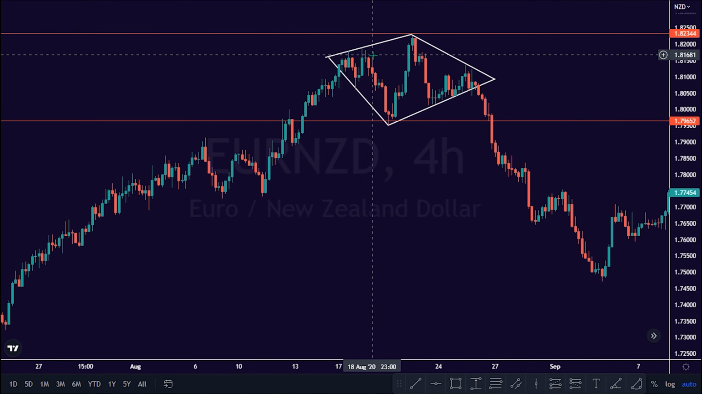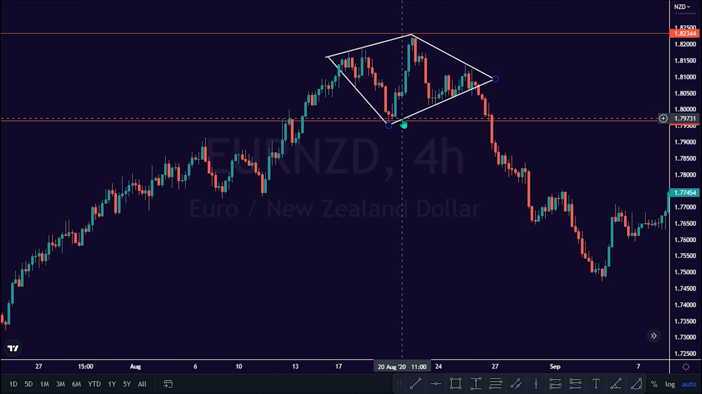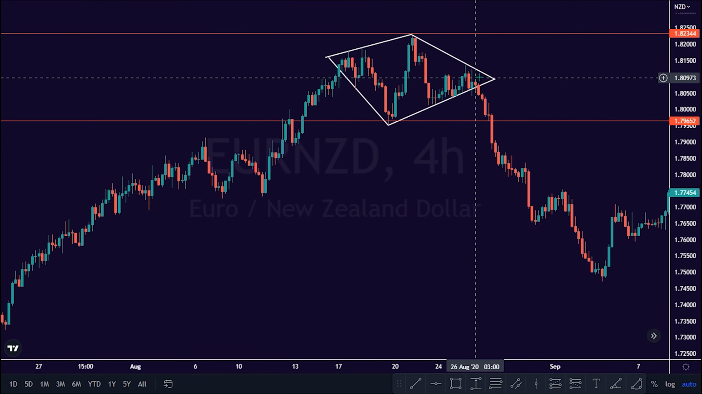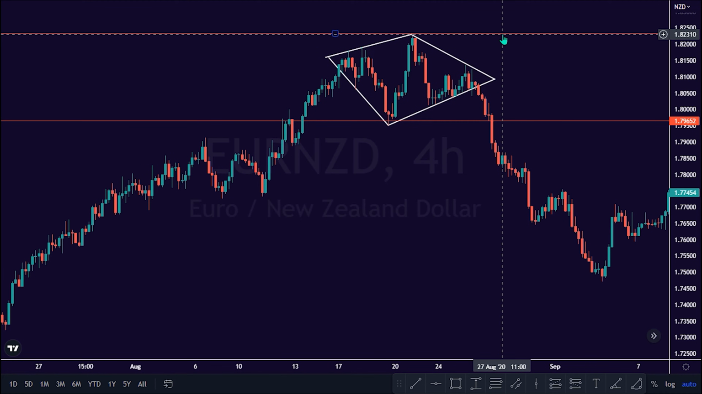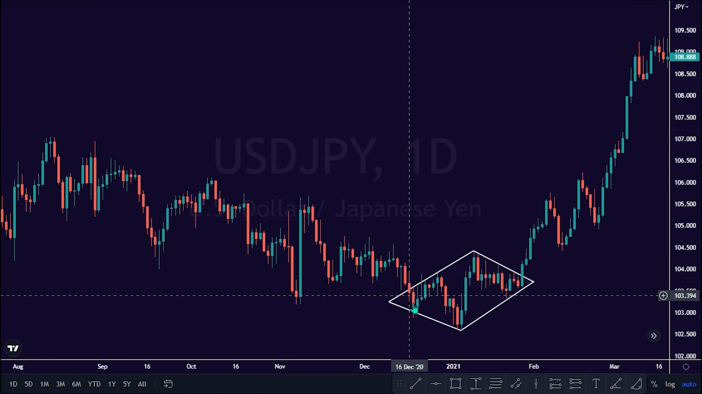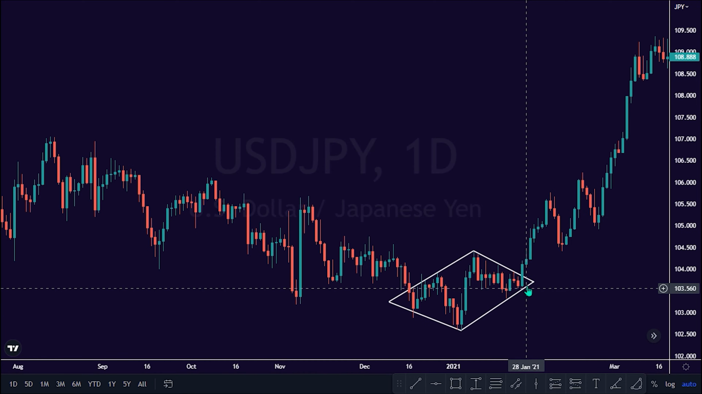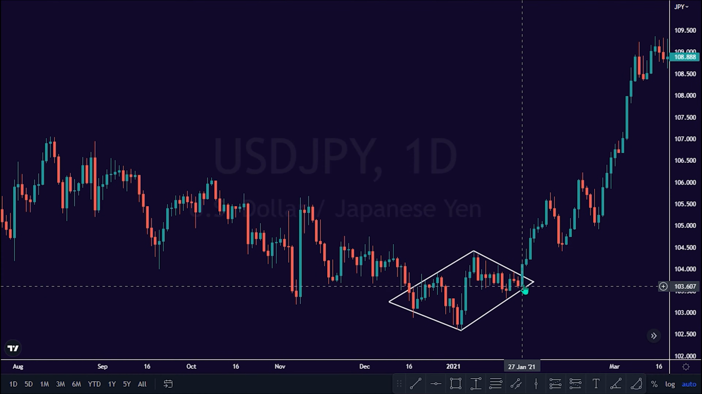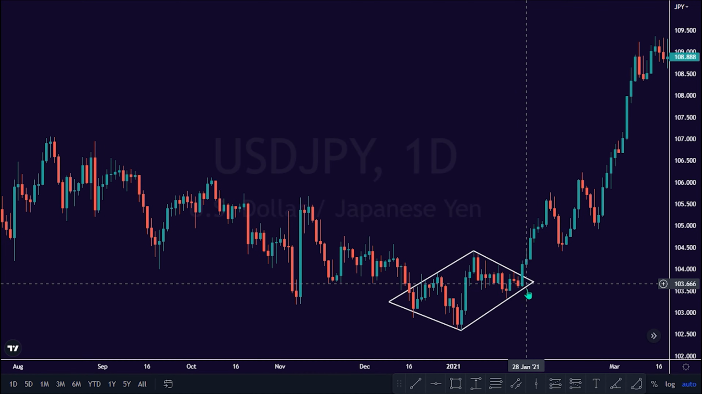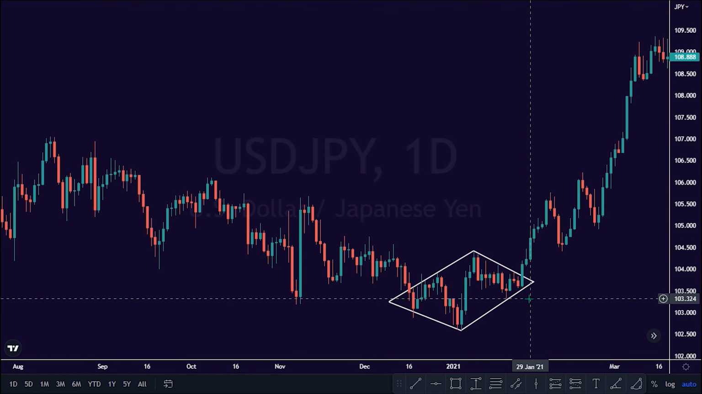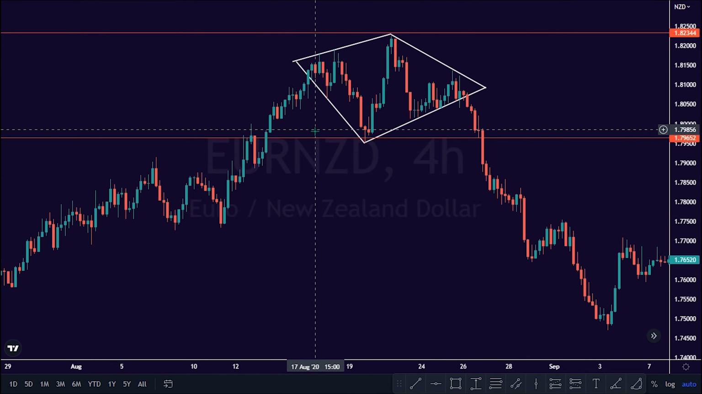As a continuation pattern for an uptrend, the diamond chart pattern will form when the price has broken upward out of a consolidation period, suggesting a continuation of the prior uptrend. Likewise, a continuation pattern for a downtrend: the diamond chart pattern will form when the price has broken downward out of a consolidation period, suggesting a continuation of the prior downtrend.